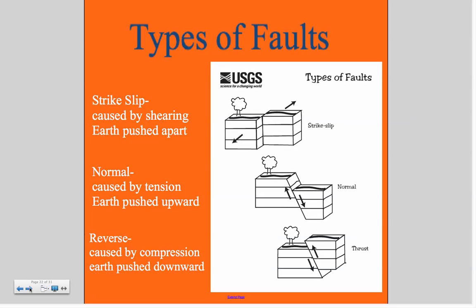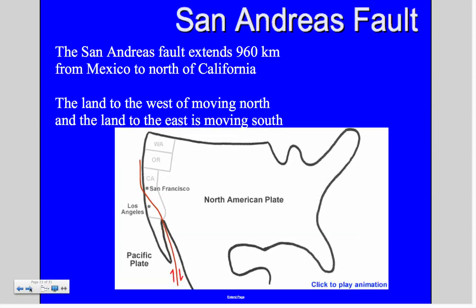The 3 types of faults: there's a strike-slip, which is where the earth is pushed apart in north and south directions. The ground doesn't fall or rise, it just moves apart. The normal fault is where one piece is pushed upwards, and a reverse is obviously when the focal point is pushed down. So if the epicenter moves up, then it would be a normal. If the epicenter moves down, then it would be a reverse.